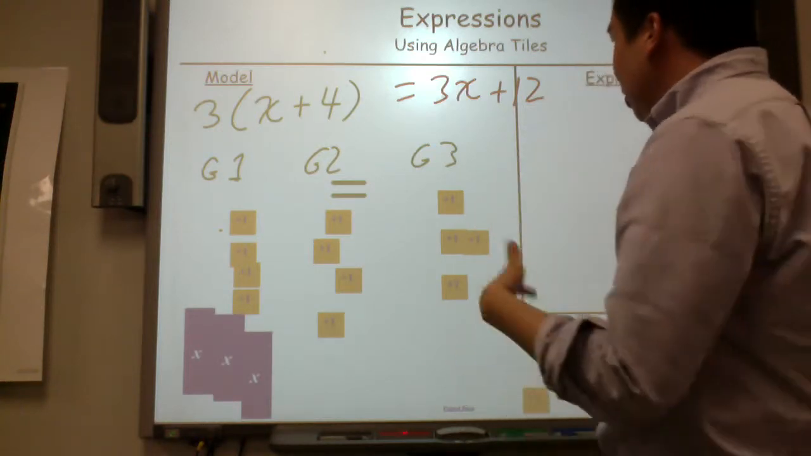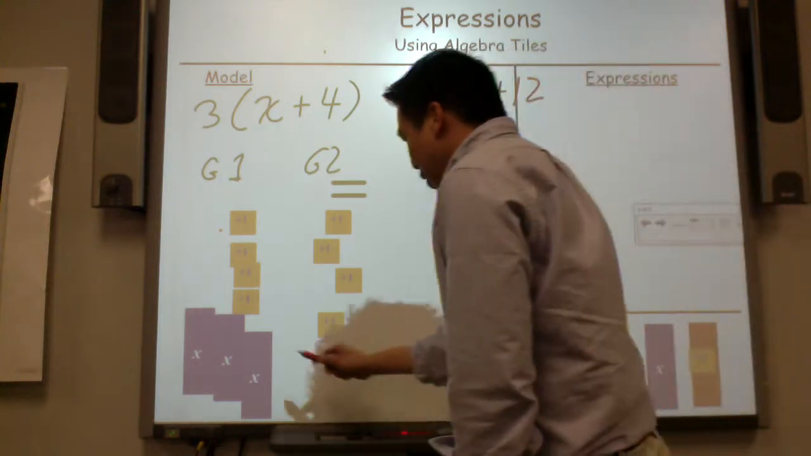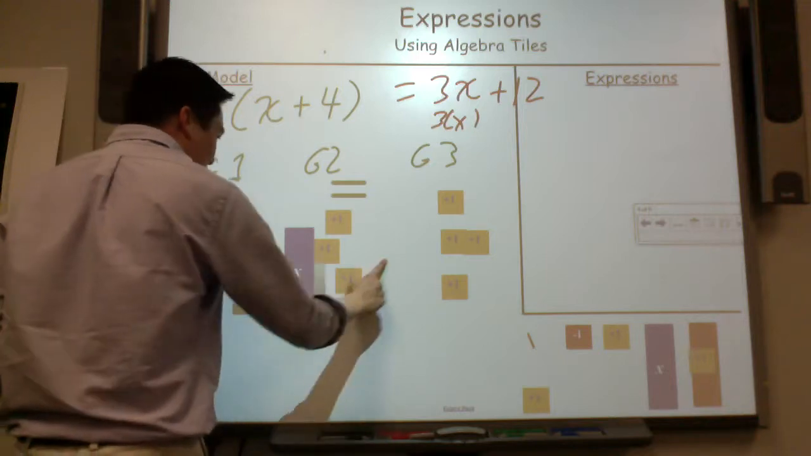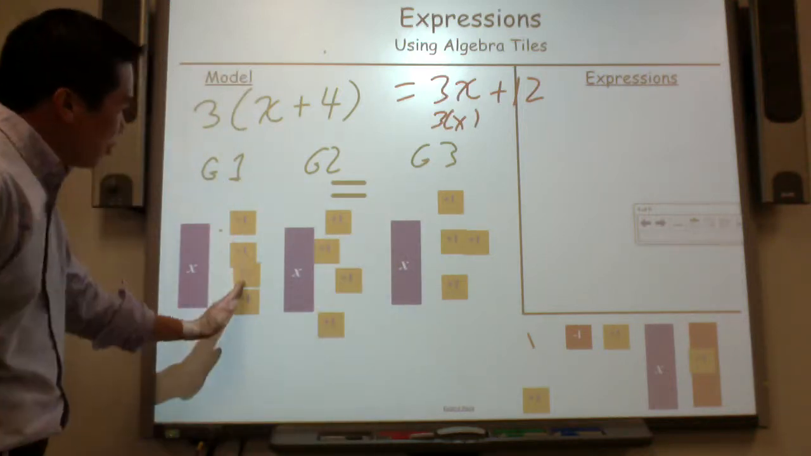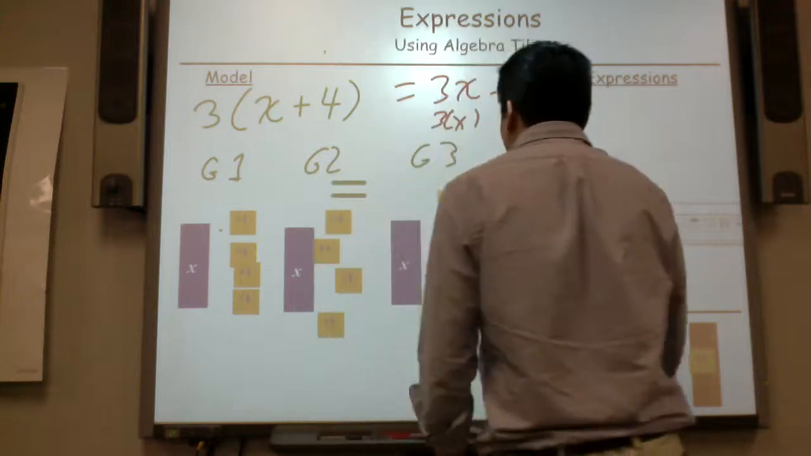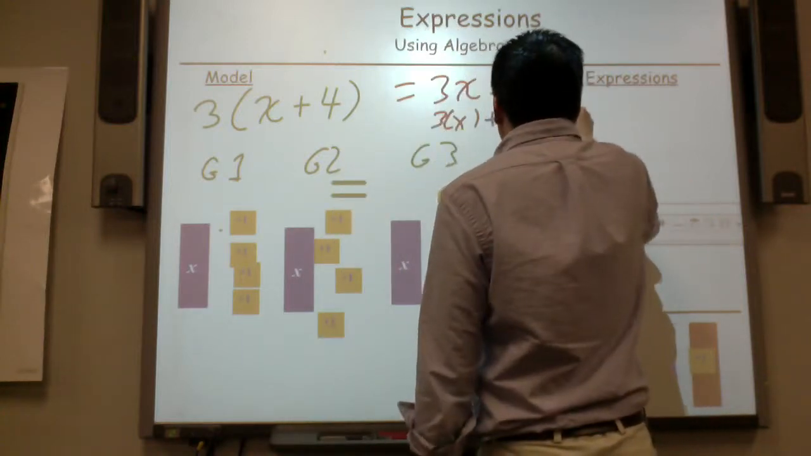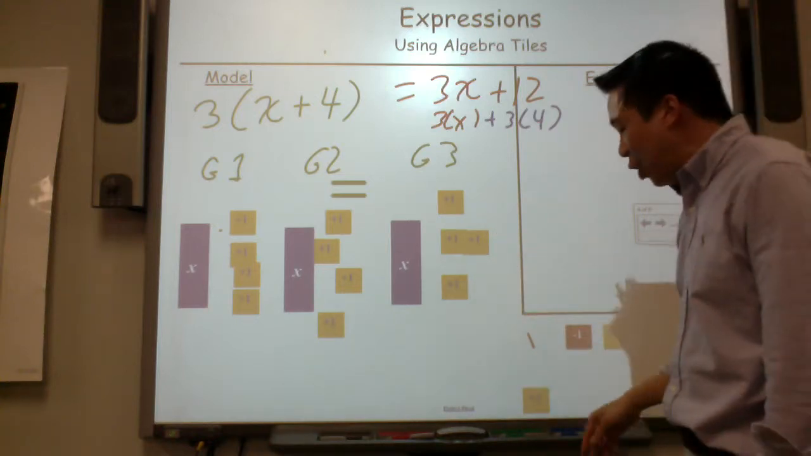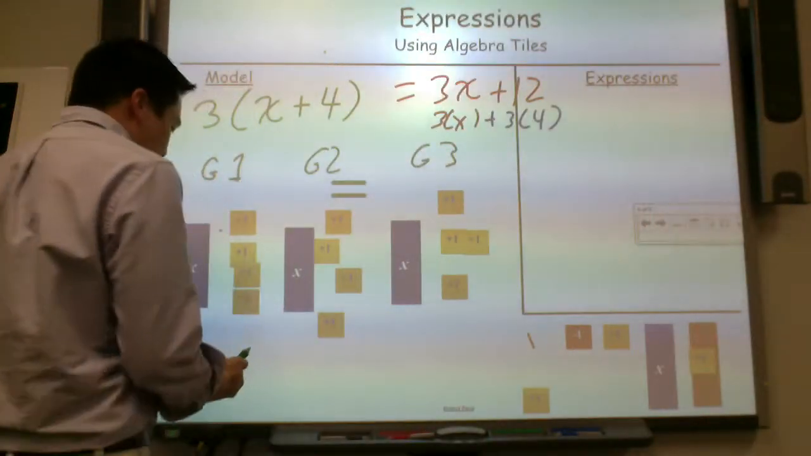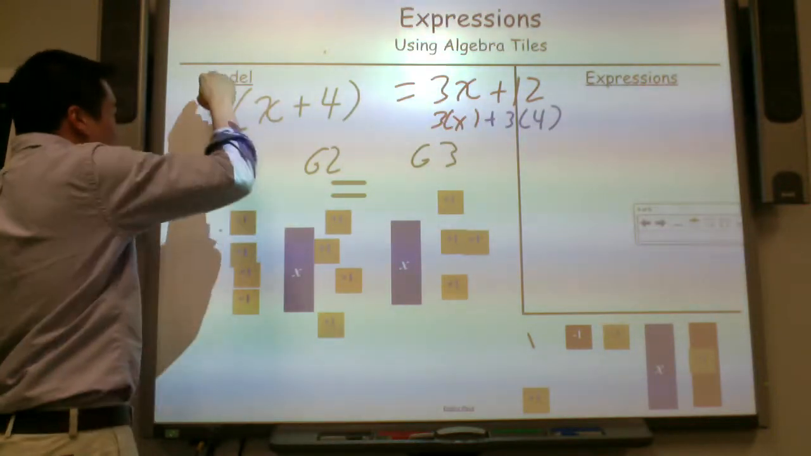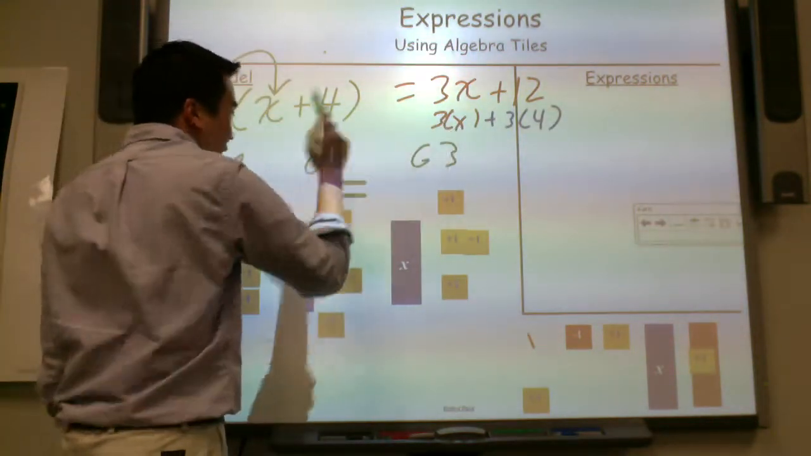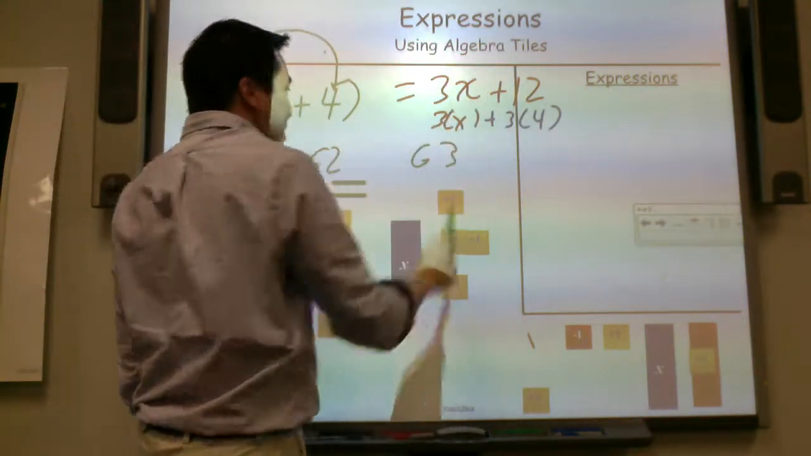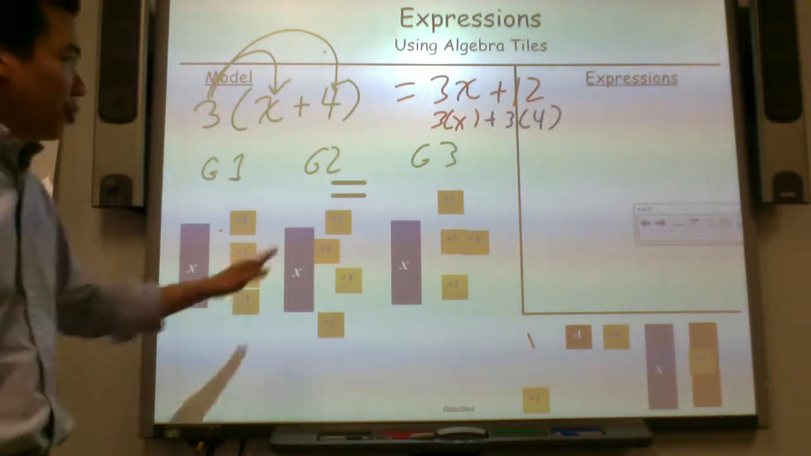Or another way, you could have written it this way. There are 3 groups of x's. How many 4s do you see here? 3 of them. So there's 3 groups of 4. That's another way to write it. So how can you do this without using algebra tiles? Using the arrows. Distributing. What's 3 groups of x? 3x. What's 3 groups of positive 4? Positive 12. So 3 groups of 4.